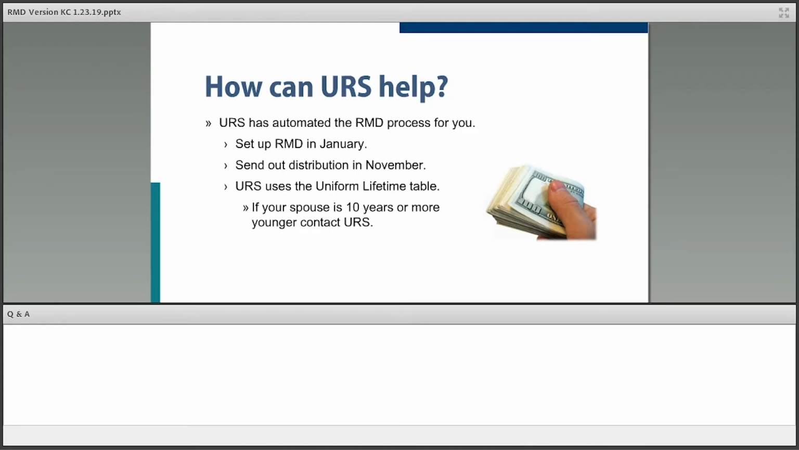Okay, let's go ahead and talk about now how URS can help you in calculating your required minimum distribution. URS has automated the process for you. And again, this is just with your URS accounts that we've automated that process for you. Every January, we set up minimum distributions from your URS accounts, and we do that so that they'll go out at the very end of November.